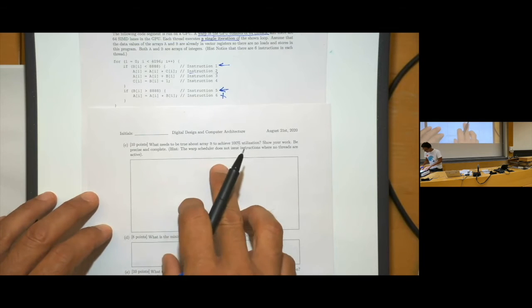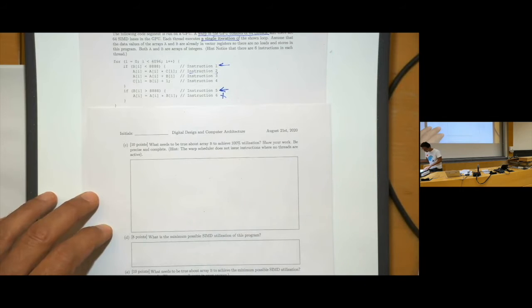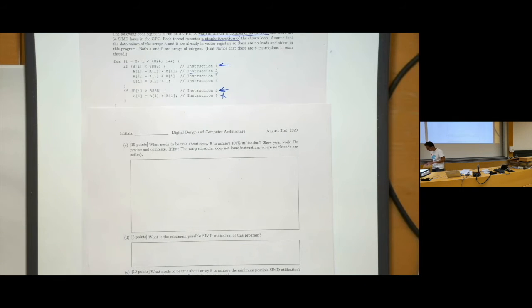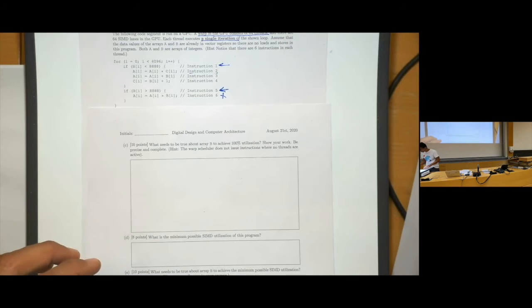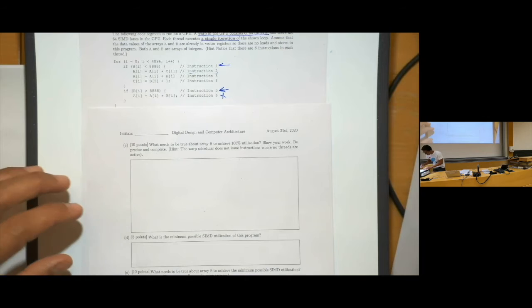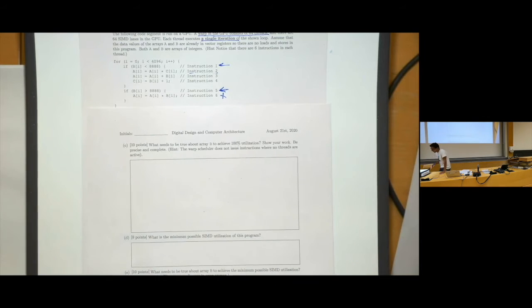The warp scheduler does not issue instructions where no threads are active. This is something that we assumed earlier as well. So there are 3 possible answers indeed. But the very first thing that is important to achieve 100% utilization is that all threads in the warp do exactly the same thing all the time. There's no divergence. And there are 3 possible ways of not having divergence in this code.